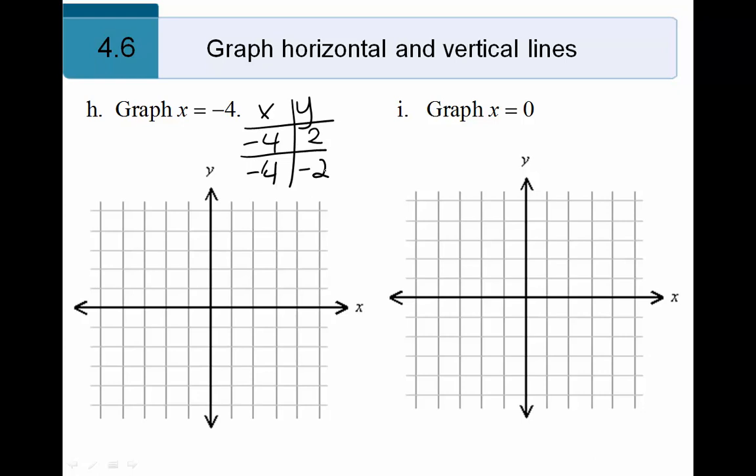Okay, well, let's just plot those two ordered pairs. (-4, 2) would take us left to -4, 1, 2, 3, 4, and up 2. The graph of (-4, -2) would take me left 4, down 2. So it doesn't matter what y is, you're still going to be 4 units left, 1, 2, 3, 4 of the y-axis. So you can see the graph of x equals -4 is a vertical line.